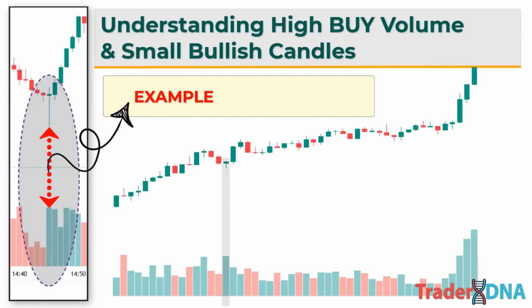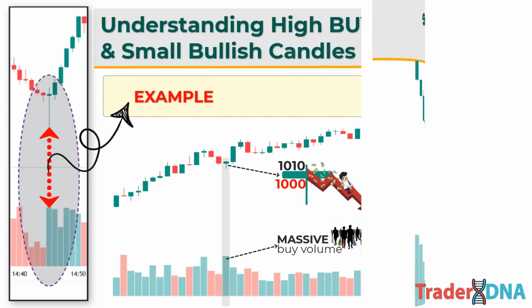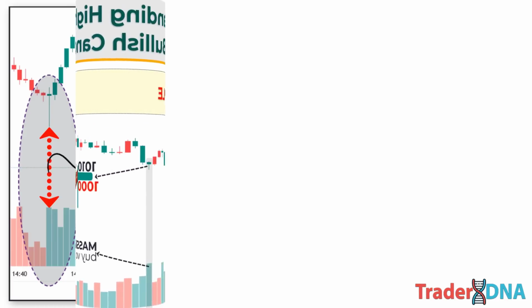Real world example. Let's say a stock opens at 1,000 with massive buy volume. Orders are flying in, but the price barely moves, closing at 1,110. What does this mean? Even though tons of people are buying, sellers are pushing back just as hard. Instead of price soaring, it barely moves, suggesting the market is in a holding pattern. This is not a full bullish confirmation yet. The market may be consolidating, accumulating, or even setting up for a reversal. So if you enter too soon, you might get trapped.